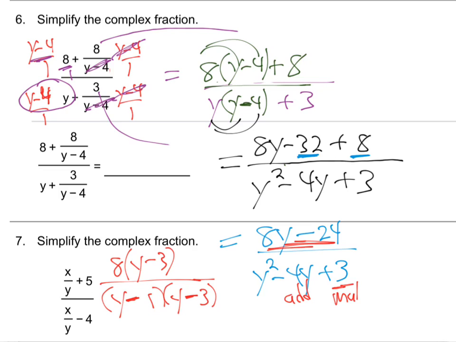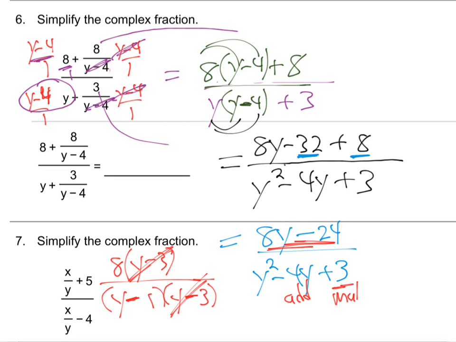So now you can cancel. Can we cancel these y minus 3s? Yes. They're not glued to something else, right? So we can do that. Now this cancels that. So there's the final answer, 8 over y minus 1.